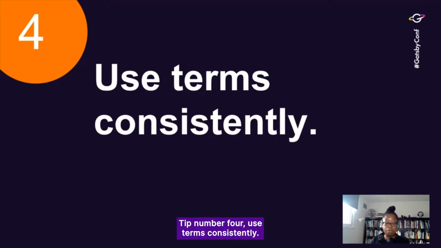Tip number 4. Use terms consistently. If you change the name of a variable midway through a method, your code won't compile. Now the same is true if you rename a term in the middle of a document. Your ideas won't compile in your user's head.